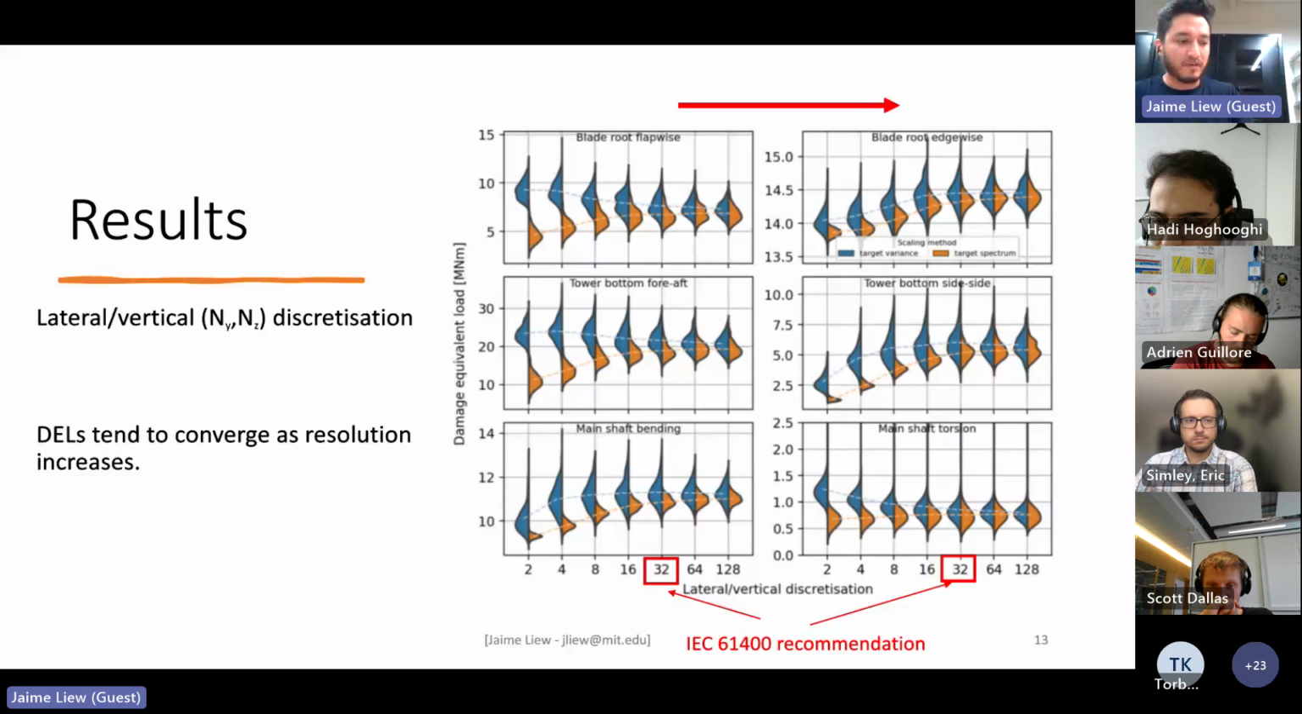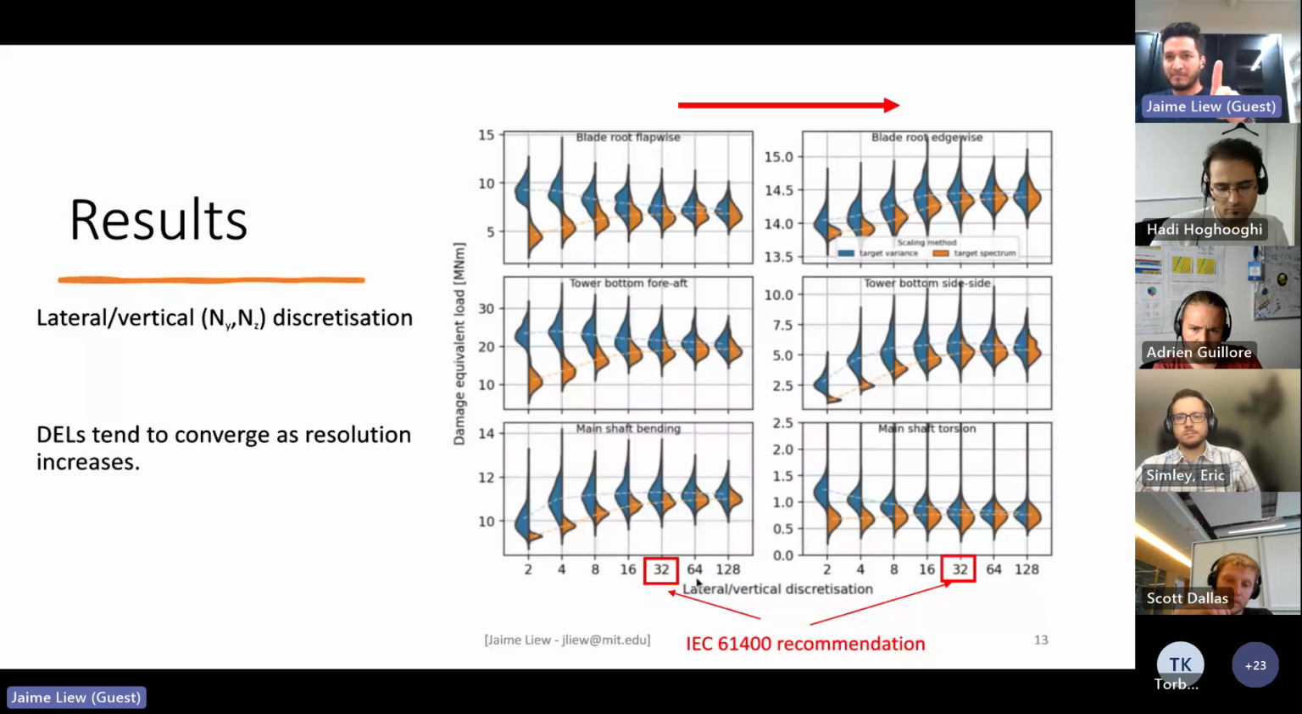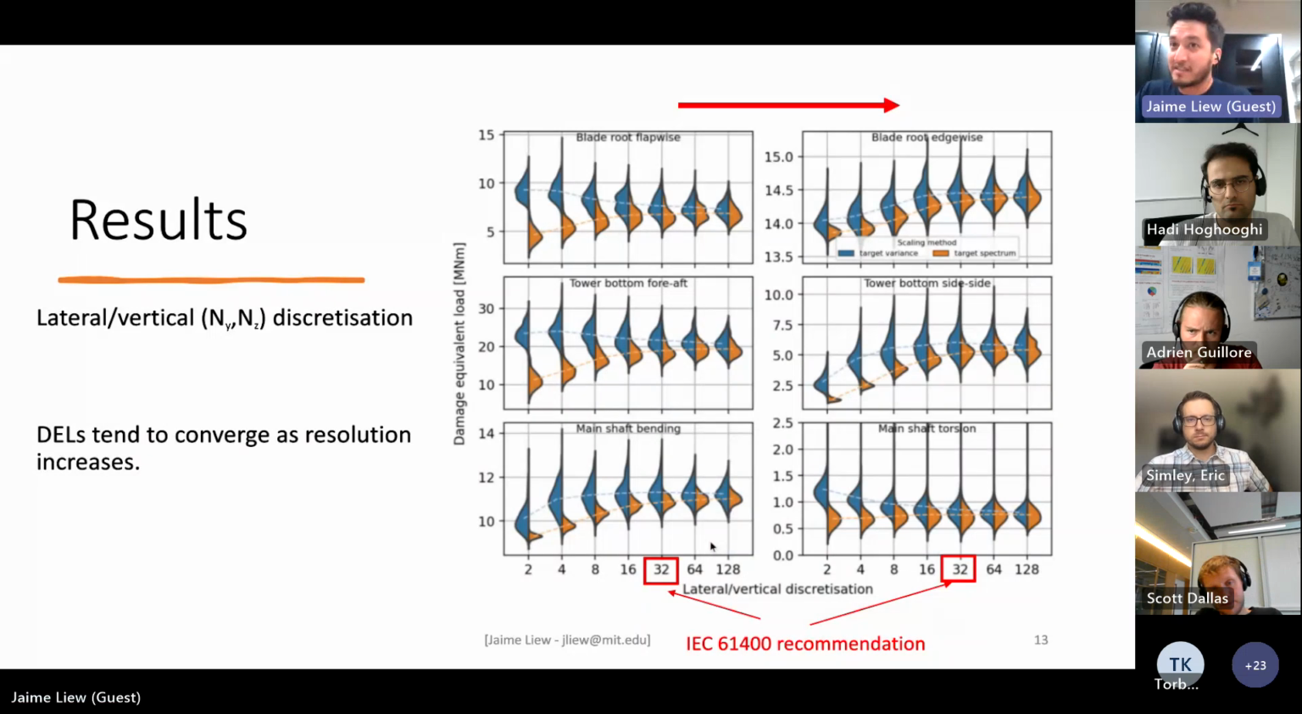And the other thing which was very nice to see was that the damage equivalent loads seemed to converge as you increase the resolution. This wasn't obvious, because it just wasn't clear if this would actually happen, but it did happen, which was nice. So everything makes sense, and I was happy with that. So the IEC standards recommended, from what I showed before, you can get away with 32 points over the rotor. Is this converged? I'll get to that in a moment.